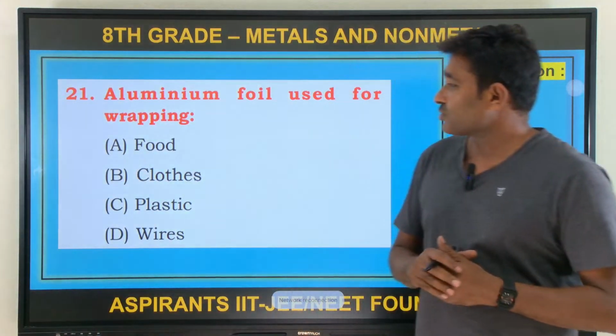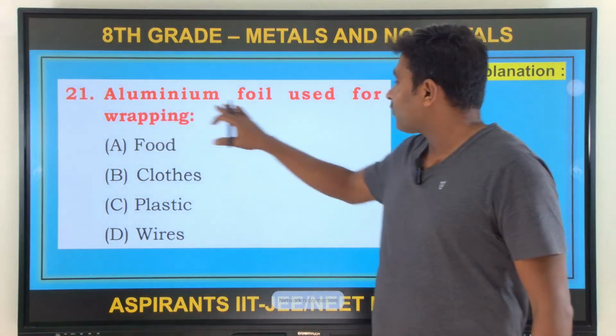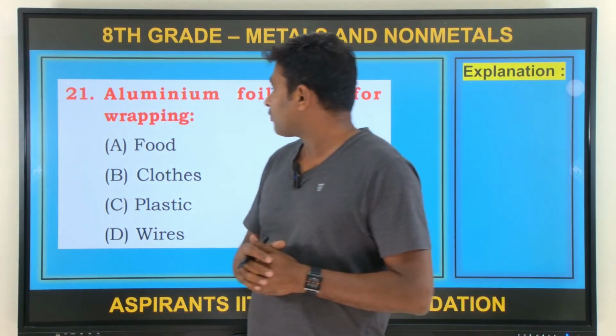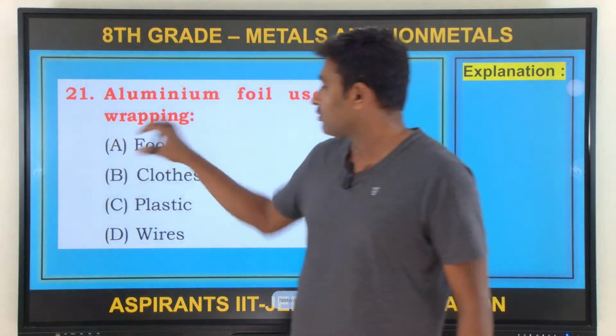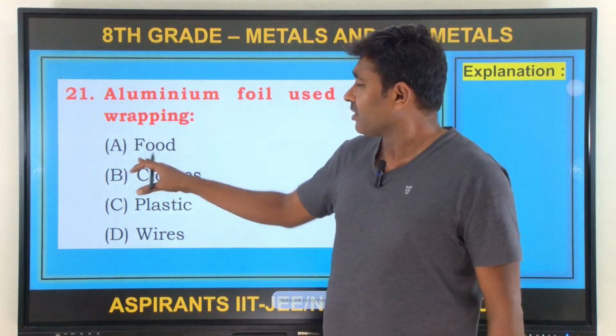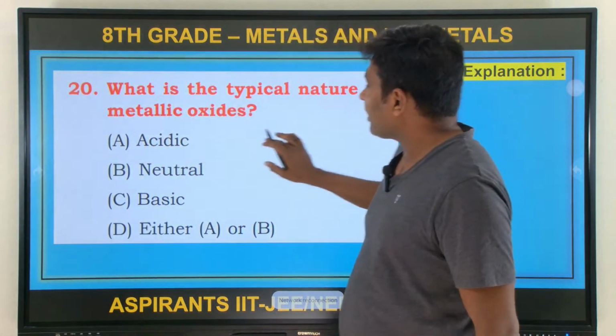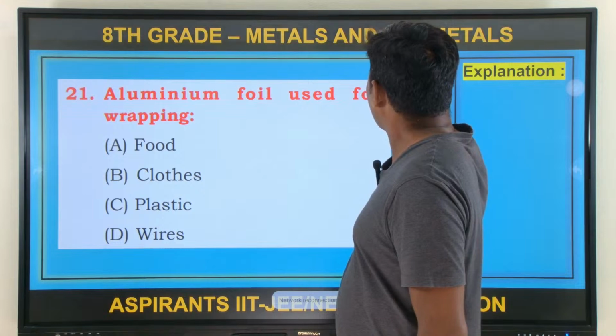The 21st question is: aluminium foil is used for food wrapping. Okay, so what is our option? The correct option is A. So why is aluminium foil used for food wrapping?